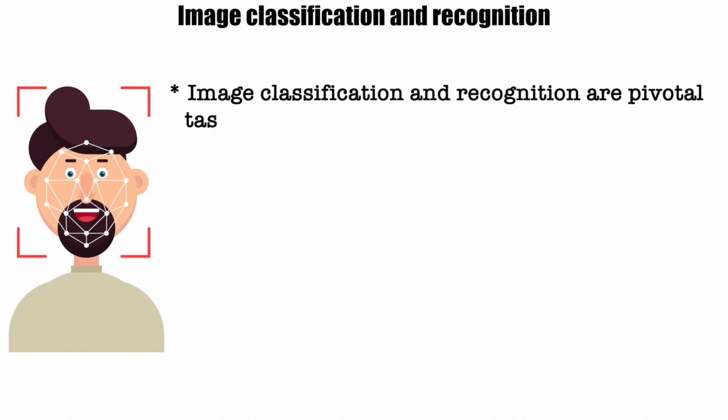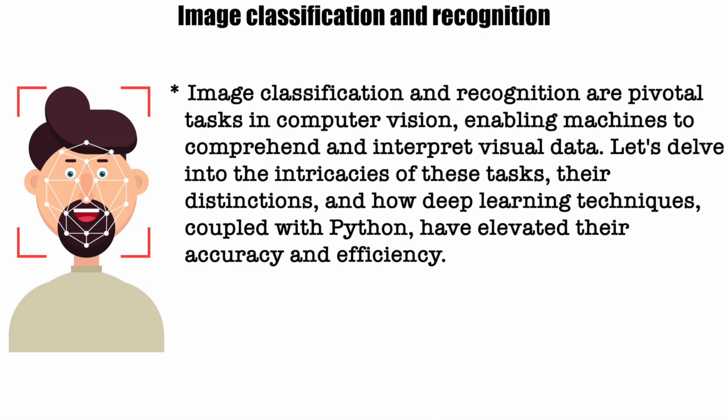So what is image classification and recognition? Image classification and recognition are pivotal tasks in computer vision, enabling machines to comprehend and interpret visual data.